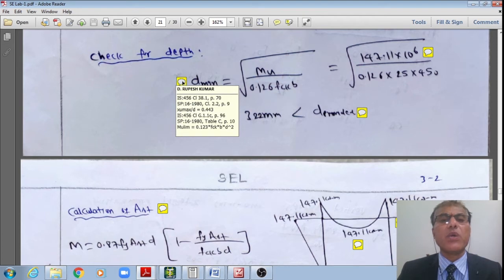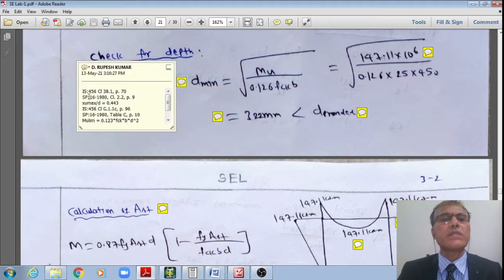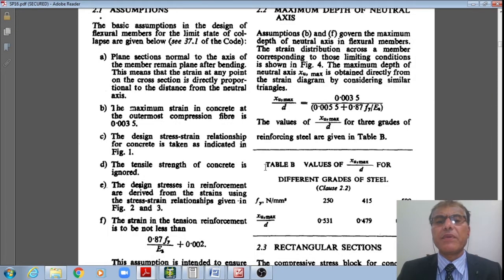IS 456. Now what I'll do is go to IS 456 clause 38.1, page number 70, or alternatively, I can go to SP 16 1980, table 2.2, page number 9. Let me revisit that at a quicker pace. Here from this table B, we can see that XU max by D values are available only up to 500. For 500 it is 0.456.